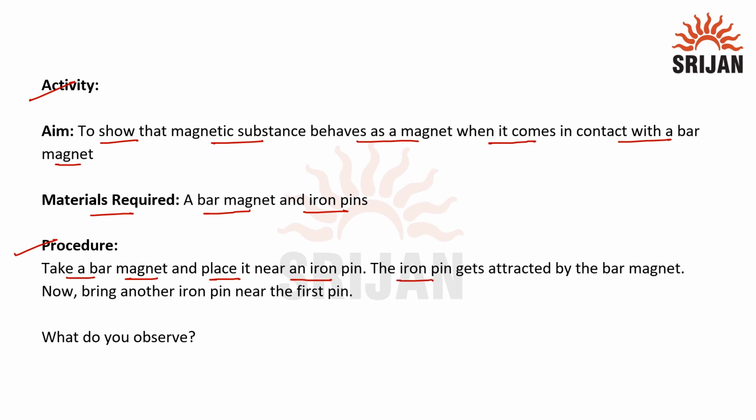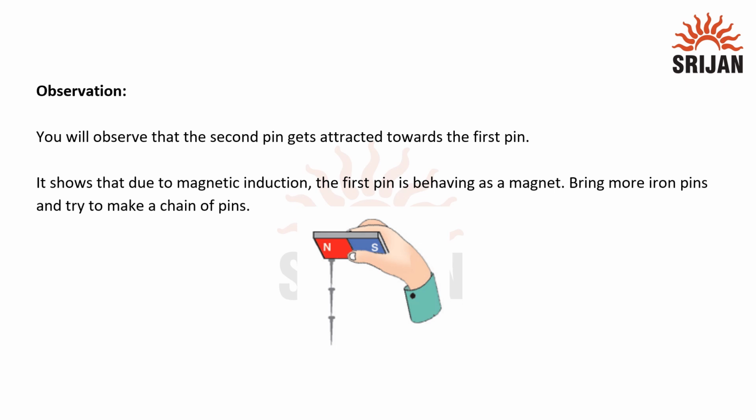The iron pin gets attracted by the bar magnet. Now bring another iron pin near the first pin. What do you observe? Here we have the observation. We will observe that the second pin gets attracted towards the first pin. So this is the magnet which is attracting the first pin. We can also observe that the second pin is attracted to the first pin.